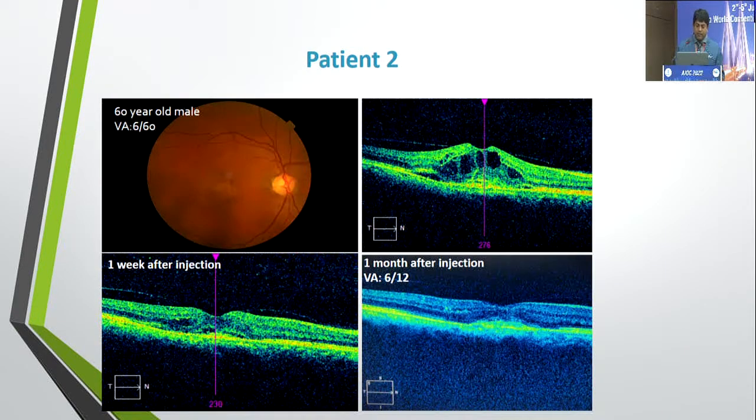This is another gentleman who was diagnosed with CNVM, and he was given a brolucizumab injection. 1 week after the injection, you can see good improvement, and at 1 month, complete disappearance of the SRF and IRF, and he is also due for his second injection.